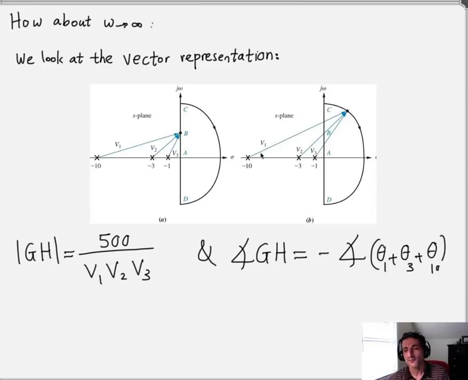So really, when we are looking at the point when omega goes to infinity, since these are finite poles, they are going to be looked at by this point as if they are just the origin. So C is just too far, and each of these 3 points, just because they are too far, you can just imagine them being the origin. So in that case, you're going to have 3 angles, all going to be the same, 90 degrees.